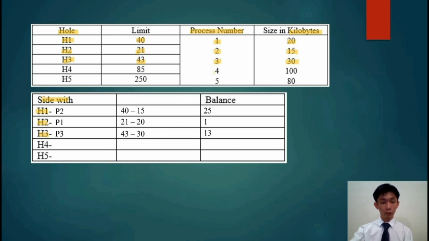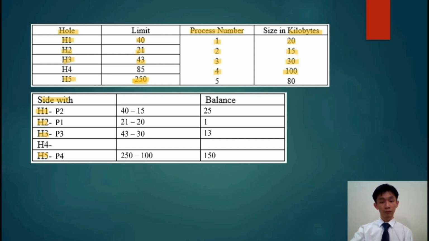The next one is P4, 100. You see this hole 4, the limit is 85. It is not enough for this P4, 100 kilobytes. So we see the next one, hole 5 with 250 limit. This 250 limit is a better choice for this P4, 100. So hole 5 is with P4. The calculation is 250 minus 100, and we get 150.